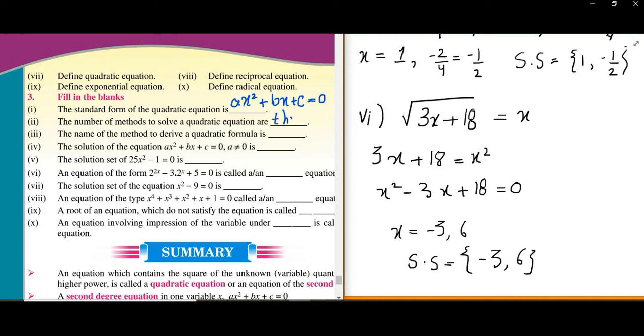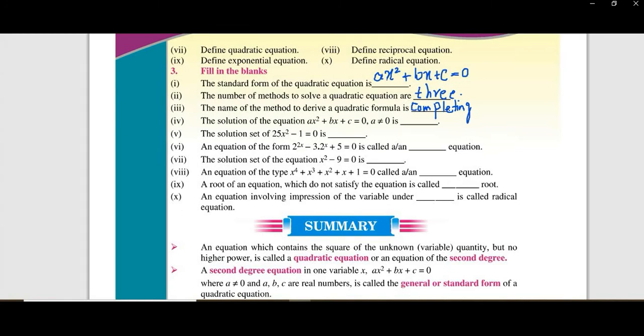3. The name of the method to derive the quadratic formula. Which method is used to derive the quadratic formula? Completing square method. We use the completing square method to derive the quadratic formula.